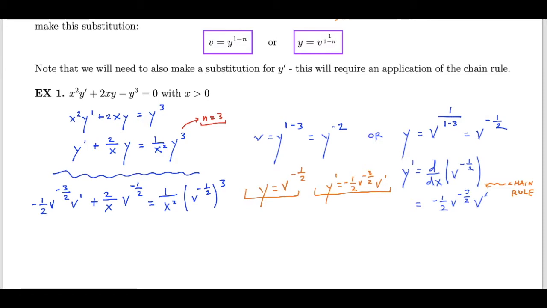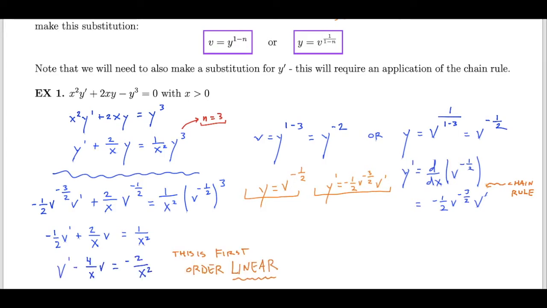Let me do a couple steps to simplify this so that I can see exactly what type of differential equation I'm now dealing with. Here I've multiplied the entire equation by v to the negative 3 halves. That is, I multiplied by this term, v to the negative 3 halves, all the way through the entire equation in order to just clear out that term. Next, let me just clear this fraction on v prime.